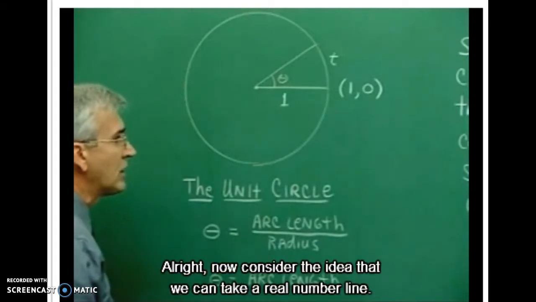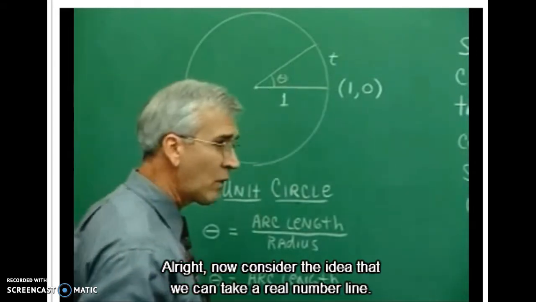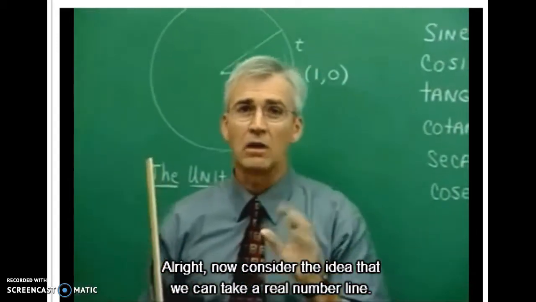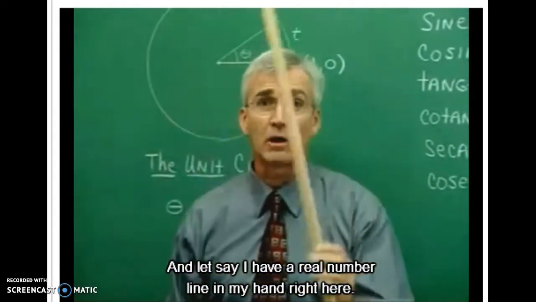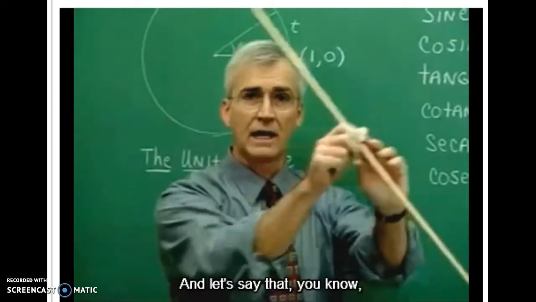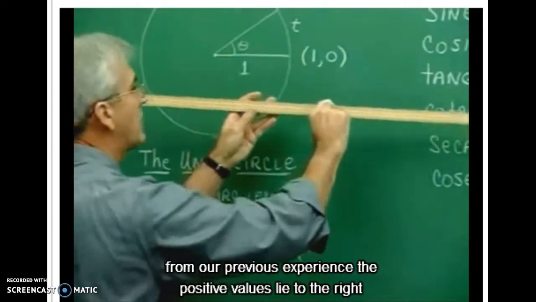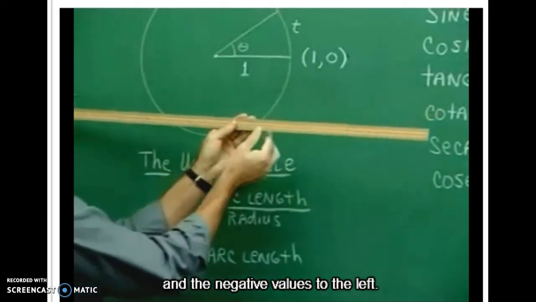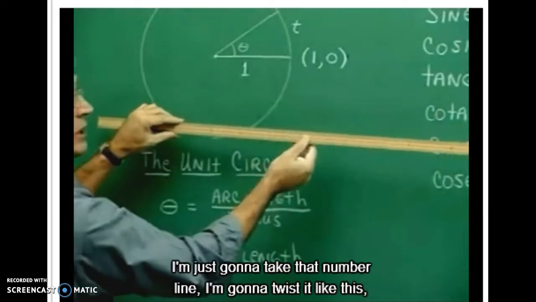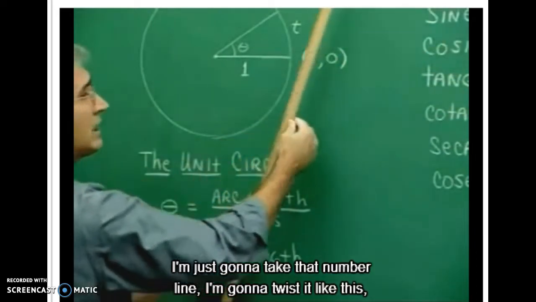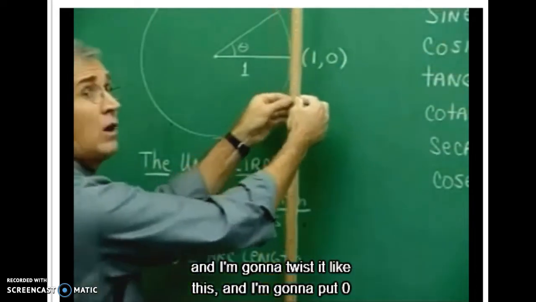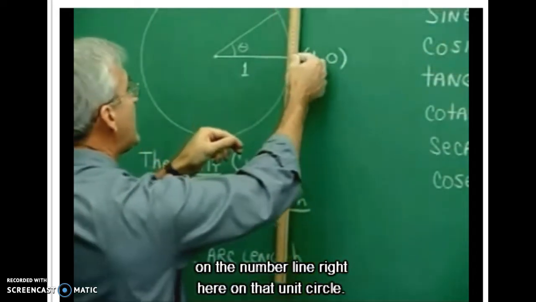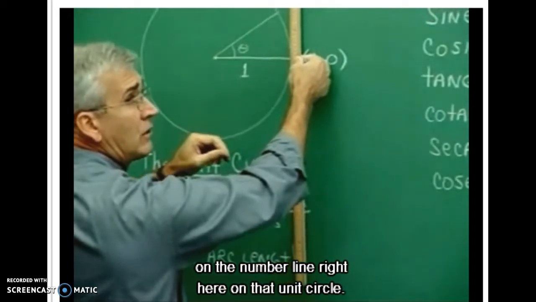All right, now consider the idea that we can take a real number line, and let's say I have a real number line in my hand right here. And let's say that, from our previous experience, the positive values lie to the right and the negative values to the left. Now look at what I'm going to do. I'm just going to take that number line and twist it like this. And I'm going to put 0 on the number line right here on that unit circle.